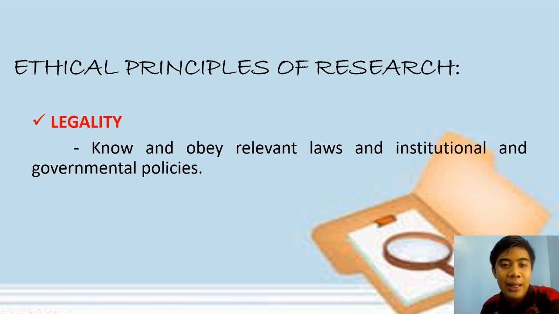Next is the ethical principle of legality. The researcher should know and obey relevant laws and institutional and governmental policies. This is the last principle of research. Let's conform to and obey relevant laws and institutional or even governmental policies. Most especially, every institution has its own format. We cannot do what we please, so we need to be obedient.